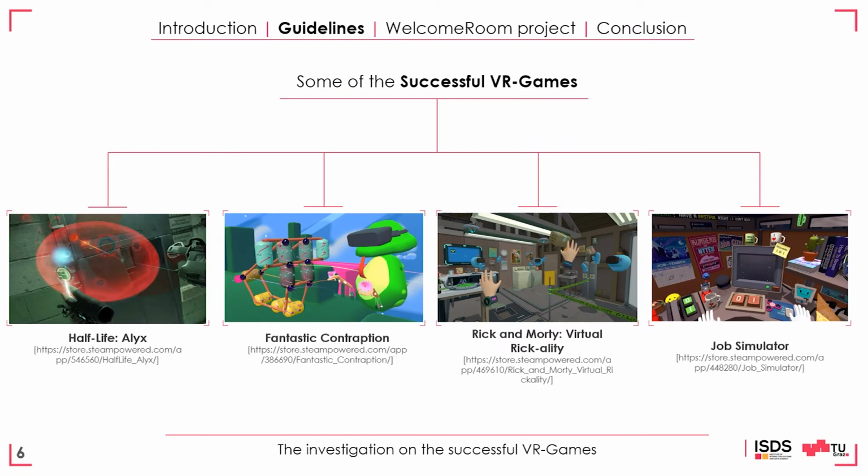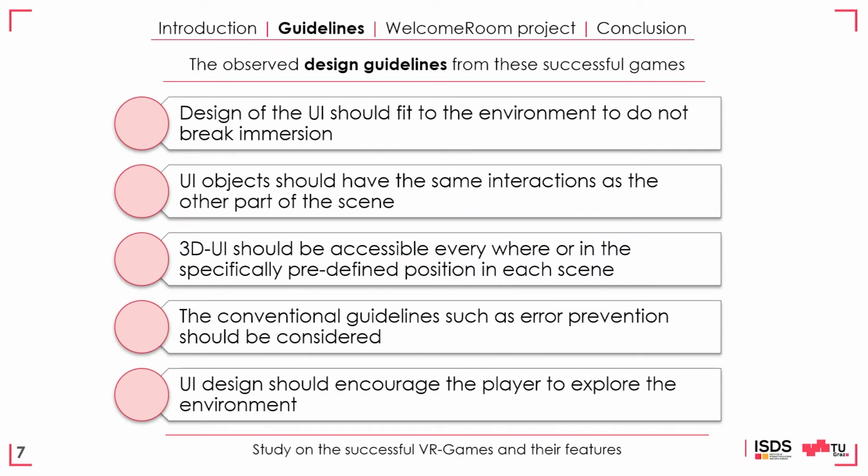To find the characteristics of appropriate 3D UI for virtual reality environments, we start our work by studying some of the successful VR games according to their rank on Steam Store, like Half-Life: Alyx, Fantastic Contraption, Rick and Morty VR game, and Job Simulator. We observed some design guidelines from these successful VR games.